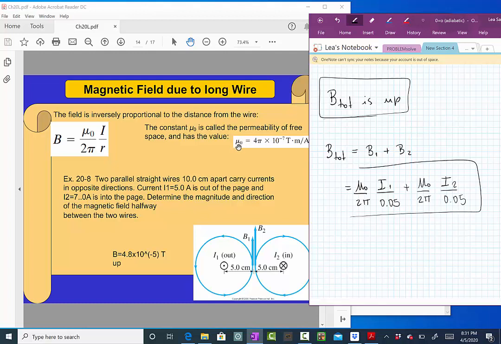Okay, so put all these numbers there. Remember, this constant is given to you here. Put all these numbers there and double check that you get this result: 4.8 times 10 to the minus 5 Tesla is the net, the total magnetic field.